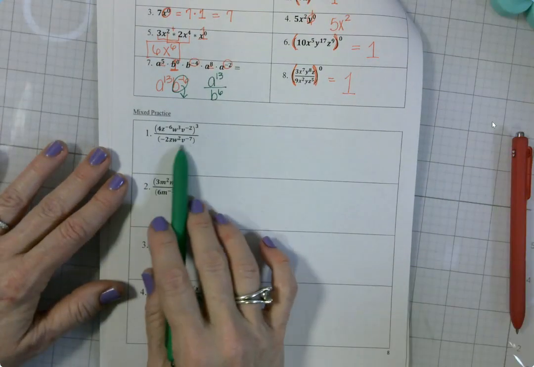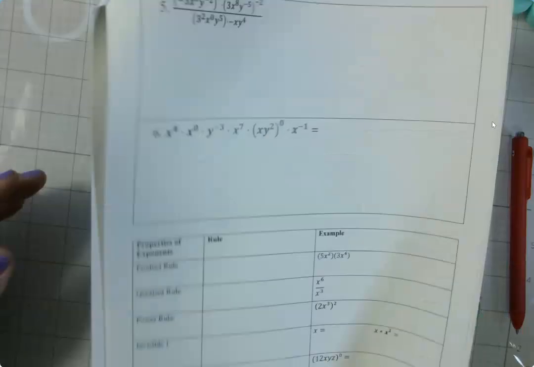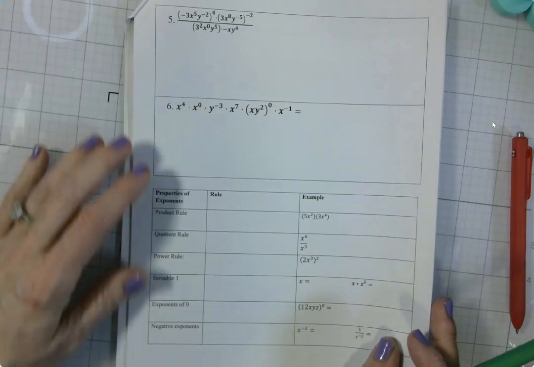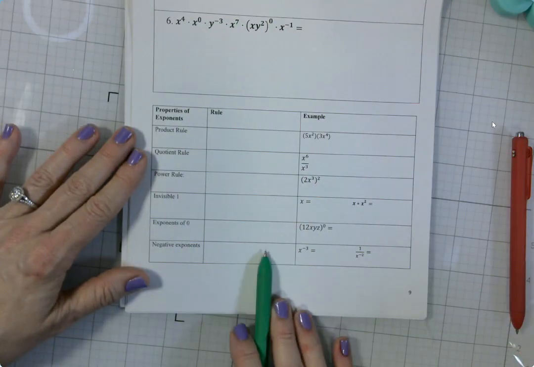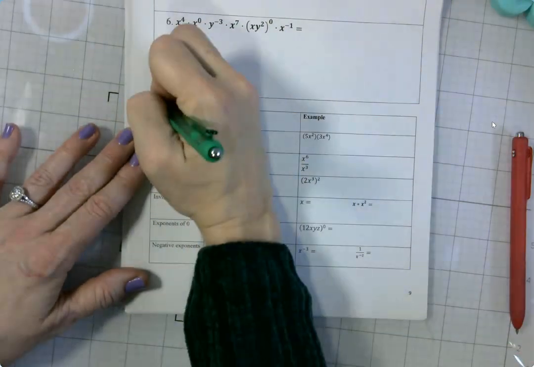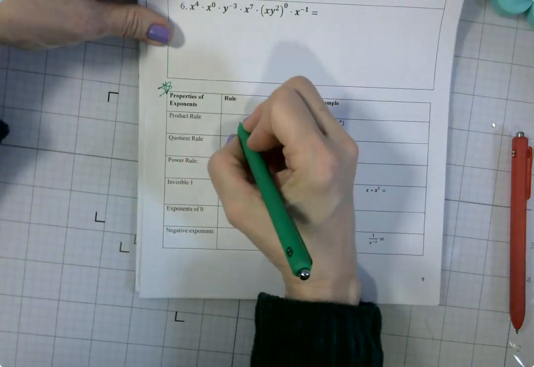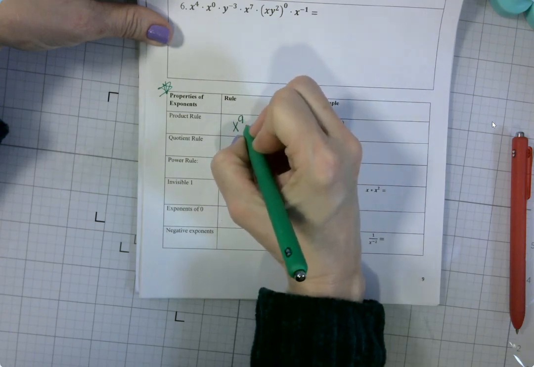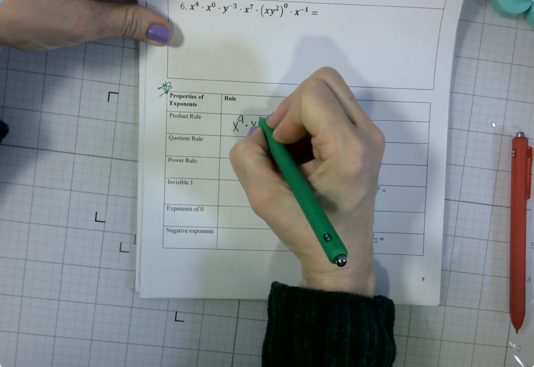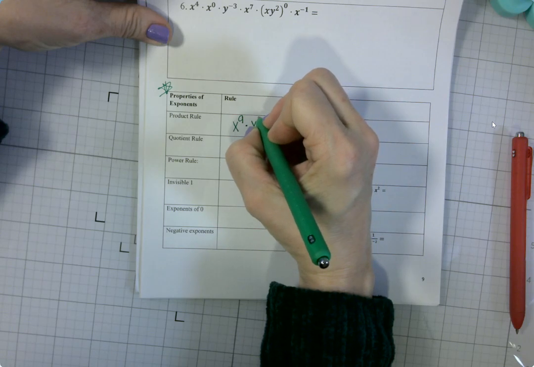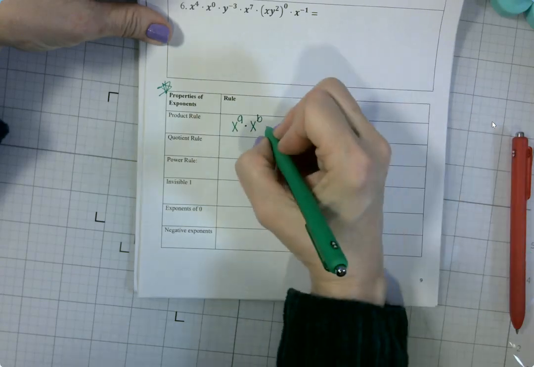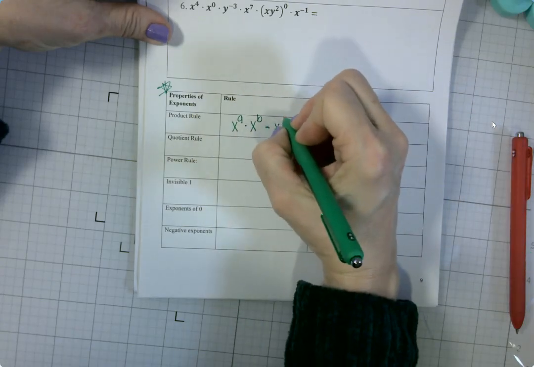All right, so now let's think about some mixed practice. I'm actually not going to do the mixed practice on camera. I am just going to go over these properties of exponents. All right. So your product rule, remember that is you have the same base and you are multiplying the same base. So then you can add your exponents.